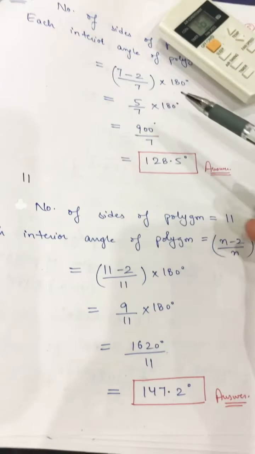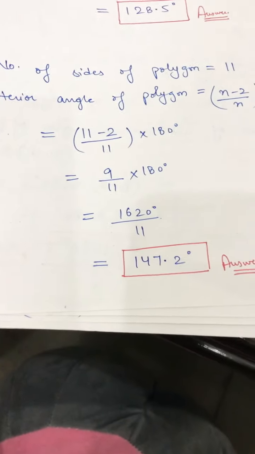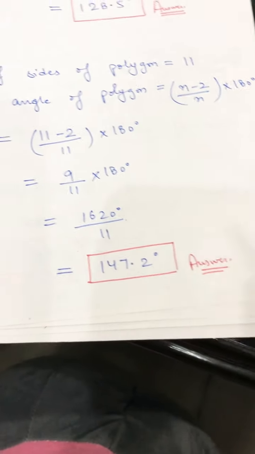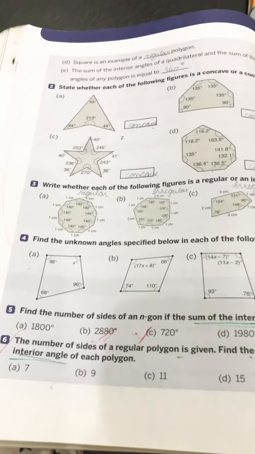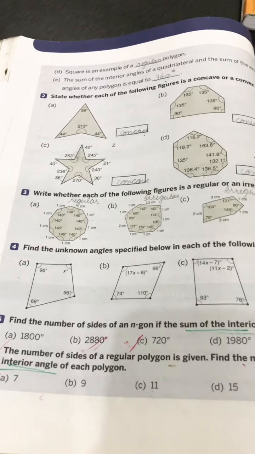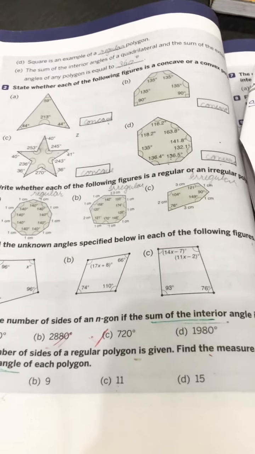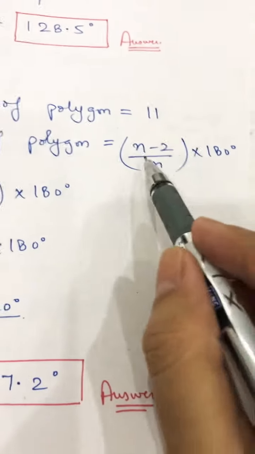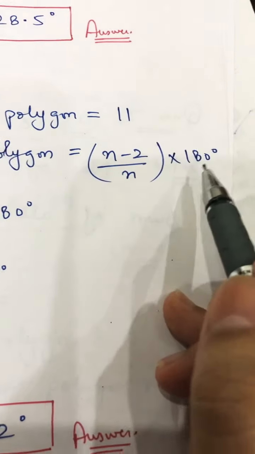Okay, so in both parts A and C, the answer is coming in decimals, but you have to place the degree sign in the answer. The rest three parts you will do on your own. It is based upon the same concept: the number of sides of the polygon is given. You can find out each interior angle with the help of the formula, which is (n minus 2) divided by n multiplied by 180. I have revised this so many times in the class also.